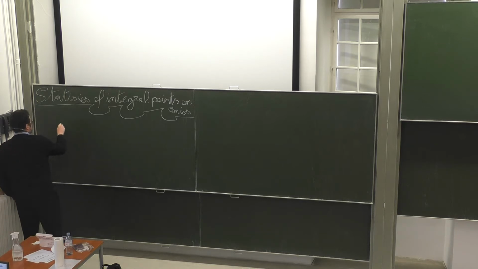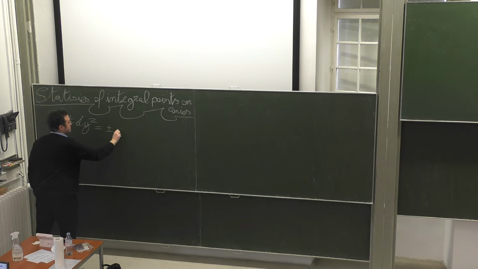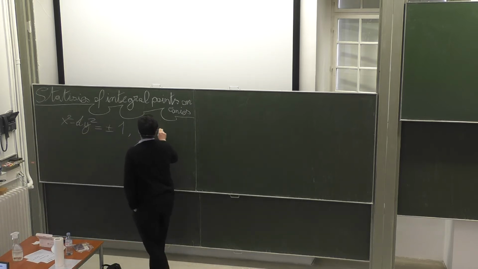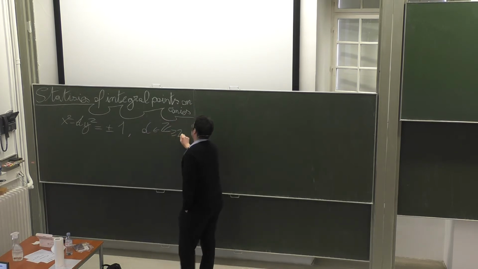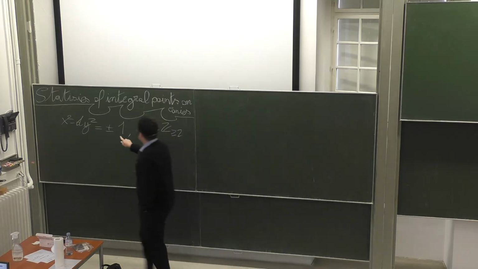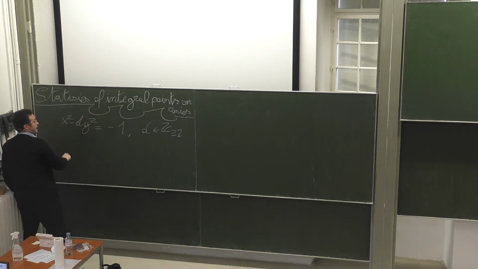So the Pell equation: x squared minus d y squared is, let me write, plus or minus 1. And d here is a square free positive integer, let's say at least 2. You probably know that if I put a plus 1 here, it's well known that there is an infinite set of solutions. However, with minus 1, that is less clear. And here I'm asking how often this is solvable.